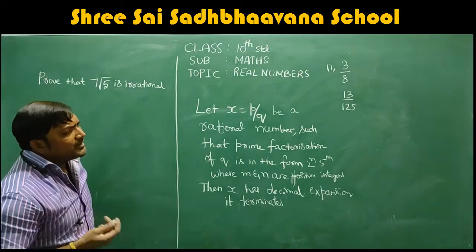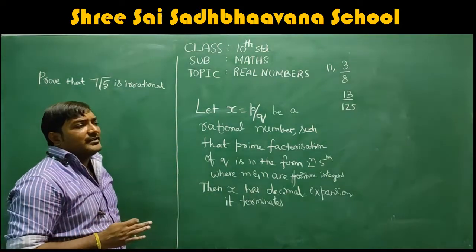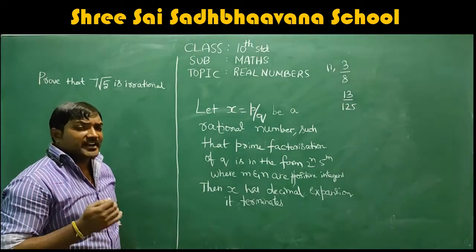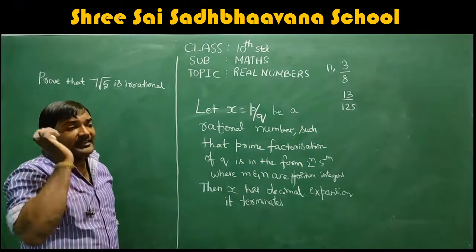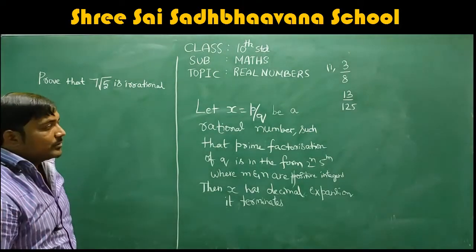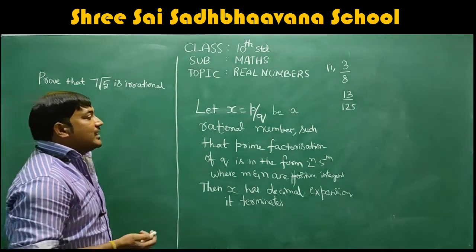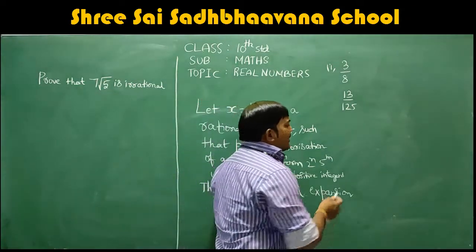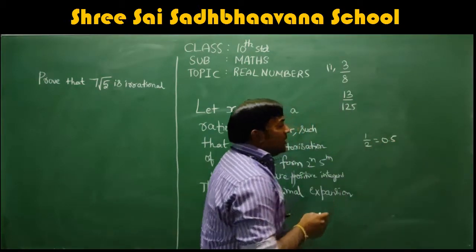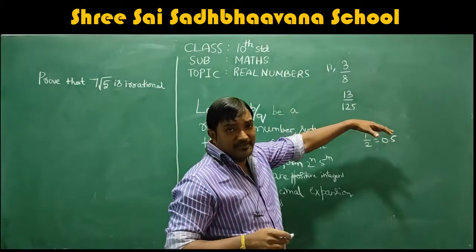And thus you have to understand what a terminating decimal and a non-terminating decimal are. You might have studied this in 9th standard also. For example, 1 by 2, the decimal expansion is 0.5. This we call a terminating decimal expansion.